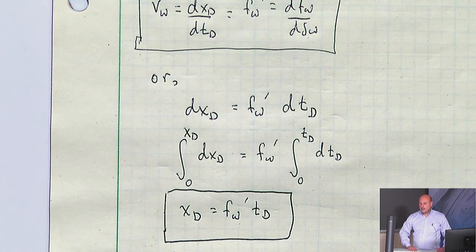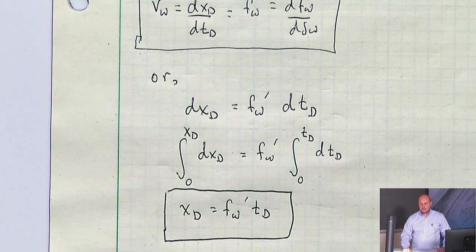This isn't quite that, but it's really close. This is not water saturation as a function of distance. Instead, it's distance as a function of water saturation. And it is a function of water saturation because f_w prime is a function of water saturation. So it's not really an explicit equation. It's more of an implicit equation.